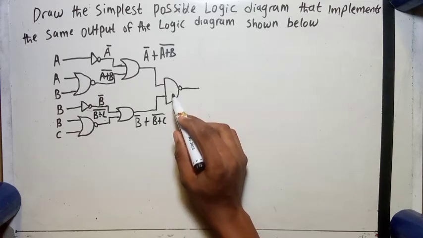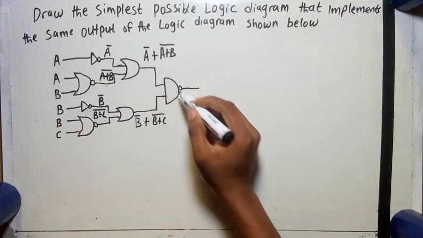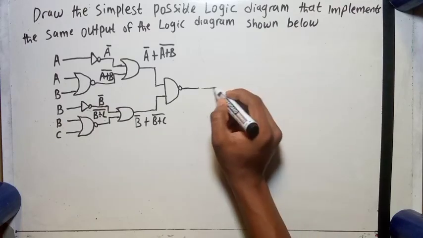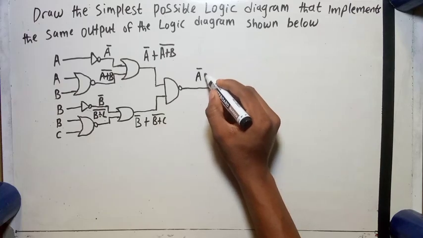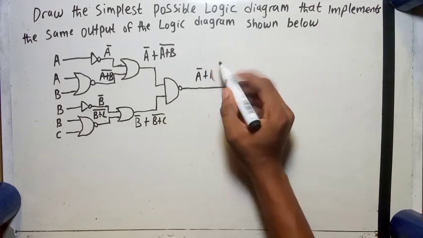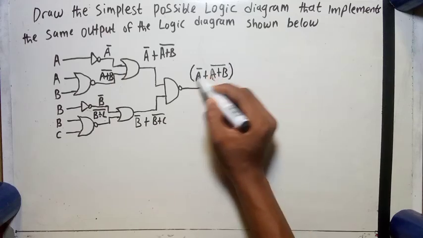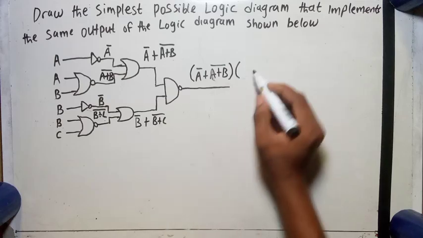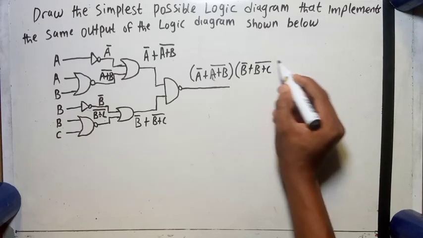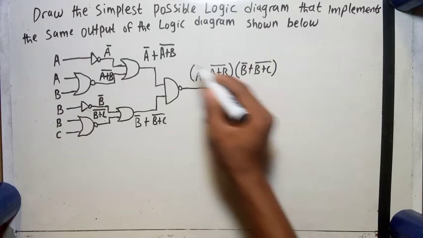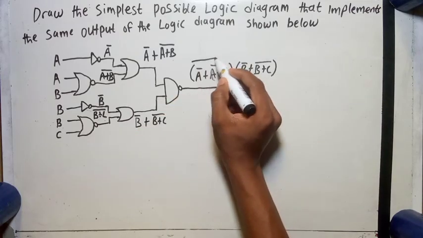Now this is a NAND gate. So what we're going to be having here is we'll be multiplying these two results and then inverting all of them. We're getting the complement of all of them. So this one is A bar plus A plus B OR bar, multiplied by B bar plus B plus C OR bar. We have multiplied the two. Now due to this NOT here, we're going to be complementing all of them.